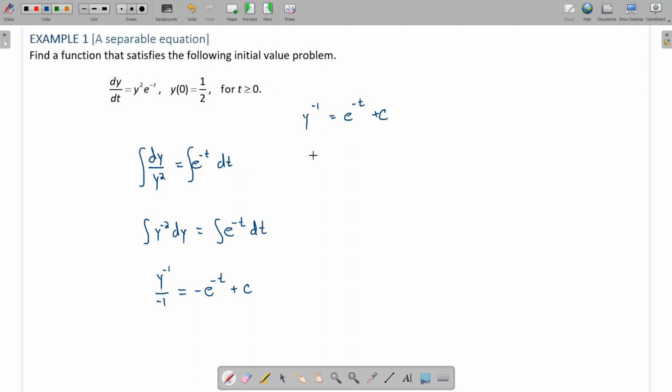Okay, so then we need to deal with the negative 1 exponent. So the easy way to do that is take both sides and raise it to the negative 1 power. Here you would multiply those powers and they would cancel, or negative 1 times negative 1 is positive 1, so we just end up with y equals this, but we could write that as 1 over e to the negative t plus c.